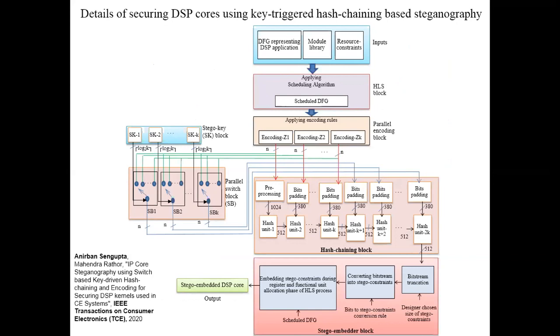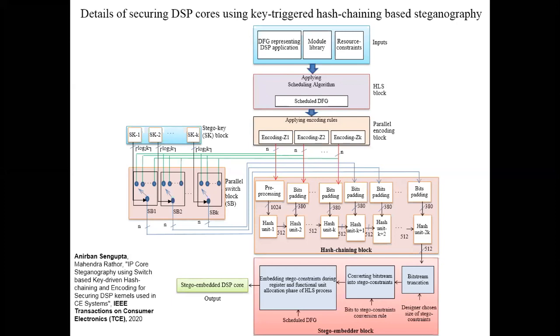So let us start with the DFG representing the DSP application here. The DFG is nothing but the intermediate representation of the DSP application. DFG is a data flow graph, which is a graphical representation of the C code or the transfer function of the application that you have. Second is a module library, which is library information through which you can evaluate the performance of your design. And third is a resource constraint. Resource constraint is also crucial because for any specific practical design, there is always a constraint on the power, performance, and area.